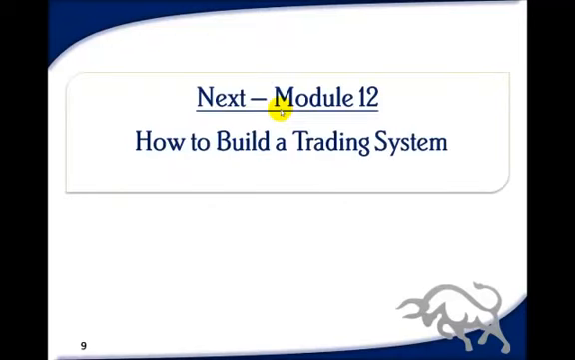Moving on next to module 12, we're really getting down to the nitty-gritty now. This module is about how to build a trading system. It covers the determining factors you're going to look at, what indicators you're going to use, and how you're going to deal with them in order to actually place the trades. So we're getting down to building yourself a trading system and testing it, and then going live and seeing how much money you can make. That's in the next module, and I'll look forward to seeing you then.